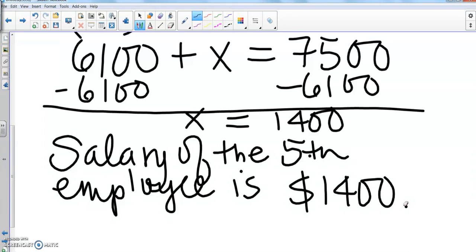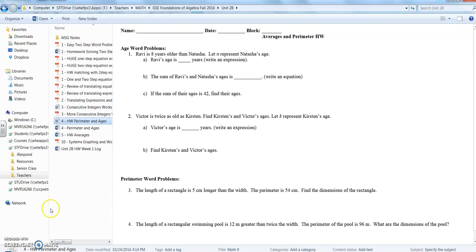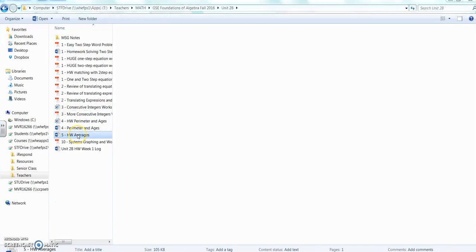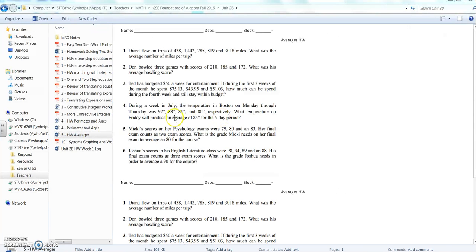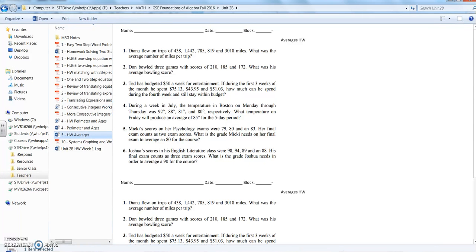All right, so that takes care of the averages. And now what you're going to get is some sort of worksheet. There was nothing ready when I left, so I think either Miss Peterson or Miss Brown was going to bring you something so that you had something to work on in class. And this is supposed to be the homework.